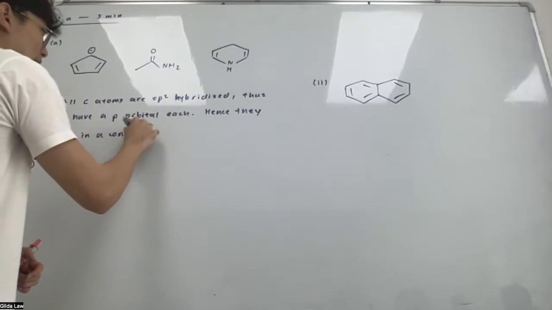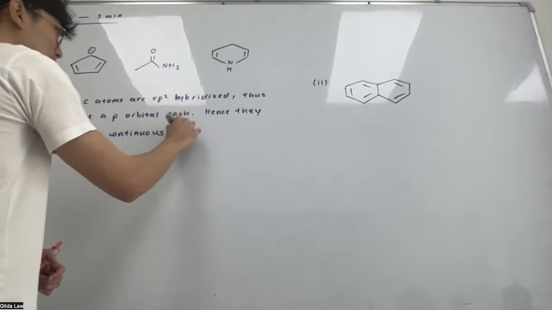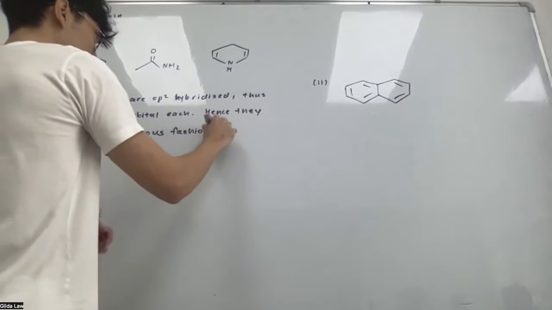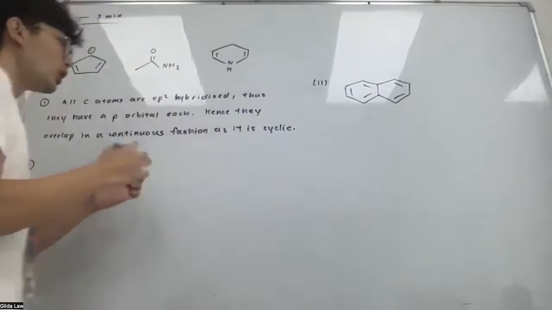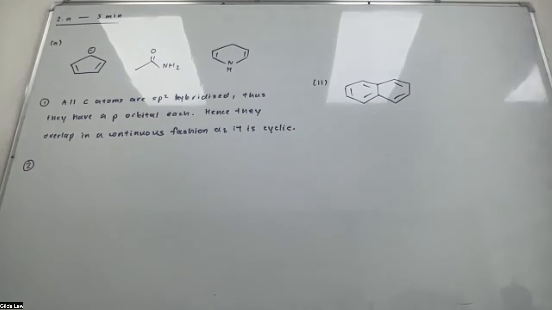This part over here is not value adding because you're just copying the question. Give me a reason why: as it is cyclic. It's because of that that it allows for continuous overlaps. Now, I just want to point out one thing, so this is where I'll talk about this.